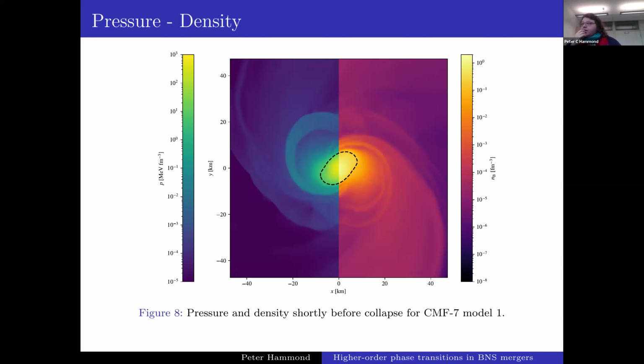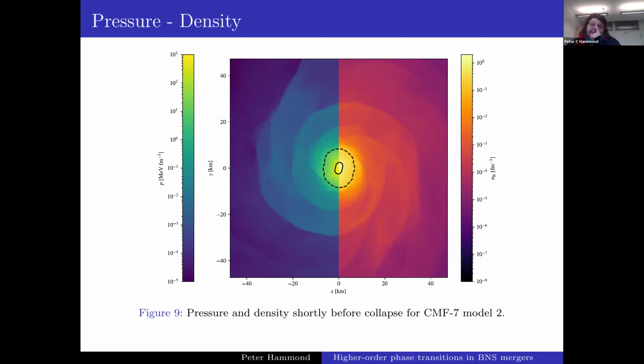So back to some simulation results. This is the pressure and the density for one of these CMF7 equations of state. And what I've highlighted here with the dashed line is the beginning of the percolation region. So within this density contour, this is where you're going to have this percolated equation of state. And this is very shortly before collapse. This is the last simulation snapshot that I have before this model collapses.